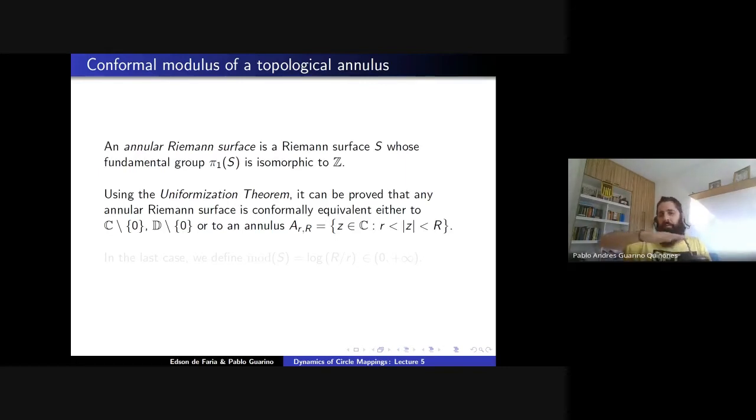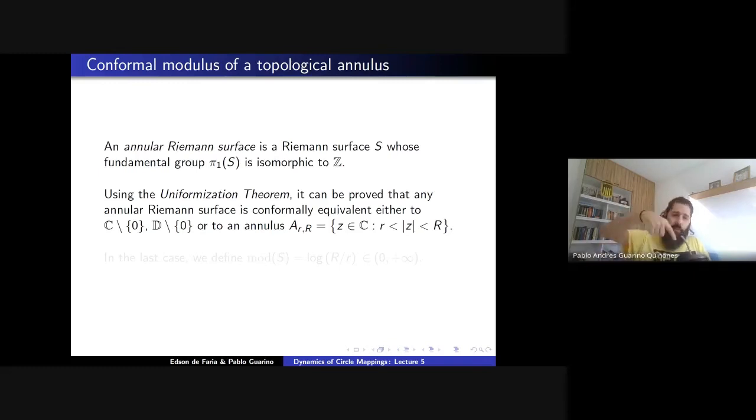Just to explain why: if you have a punctured plane, say the plane minus the origin, then the universal cover of the punctured plane is the plane itself, right? And in fact, the standard exponential map will play the role of a universal covering map. Otherwise, if you are not conformally equivalent to a punctured plane, then what the uniformization theorem will tell you is that you can realize your Riemann surface as a quotient of the upper half plane by a group of Möbius transformations, the so-called Fuchsian groups, for those who know.